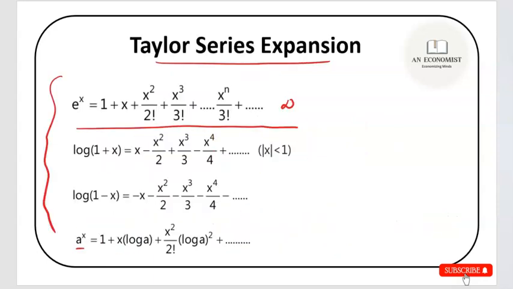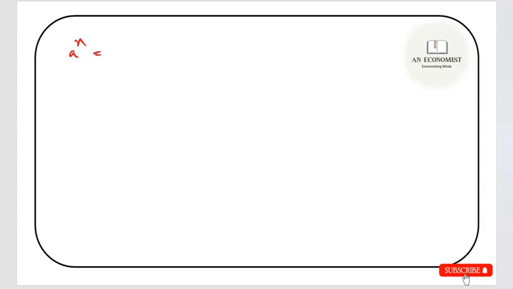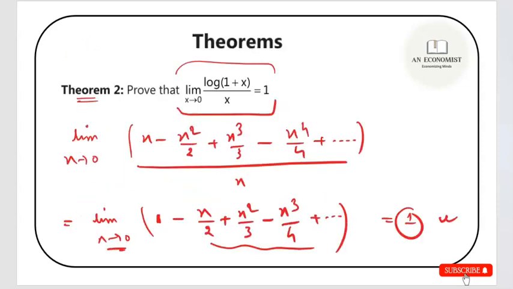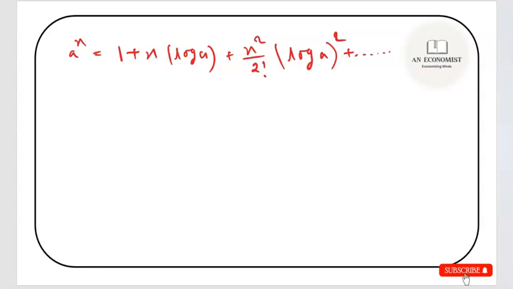Now if you remember the Taylor series expansion, I have given you the formula for a to the power x as well. A to the power x is 1 plus x log a plus x square by 2 factorial log a square. Okay. Let me write the value. 1 plus x log a plus x square by 2 factorial log a square, and it goes like this. And then what you need to find, limit x tends to 0, a to the power x minus 1 by x. This is what you want to find.